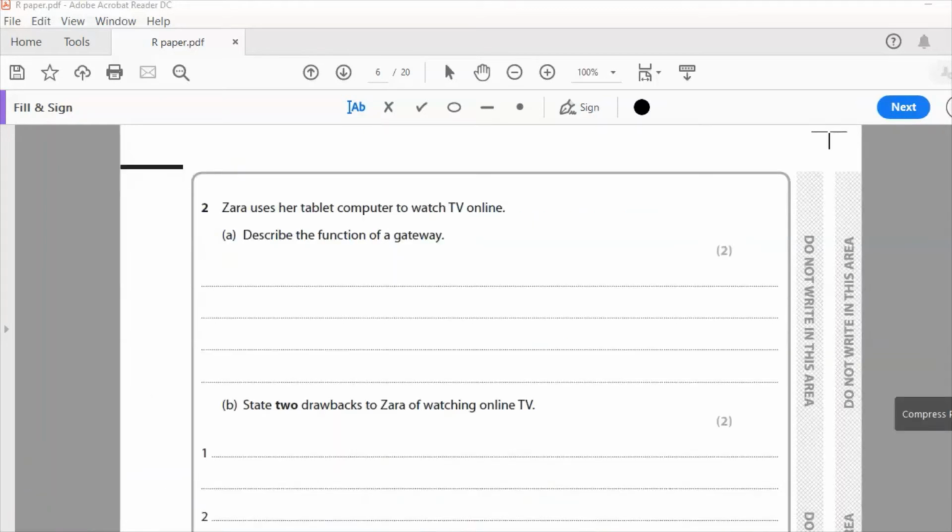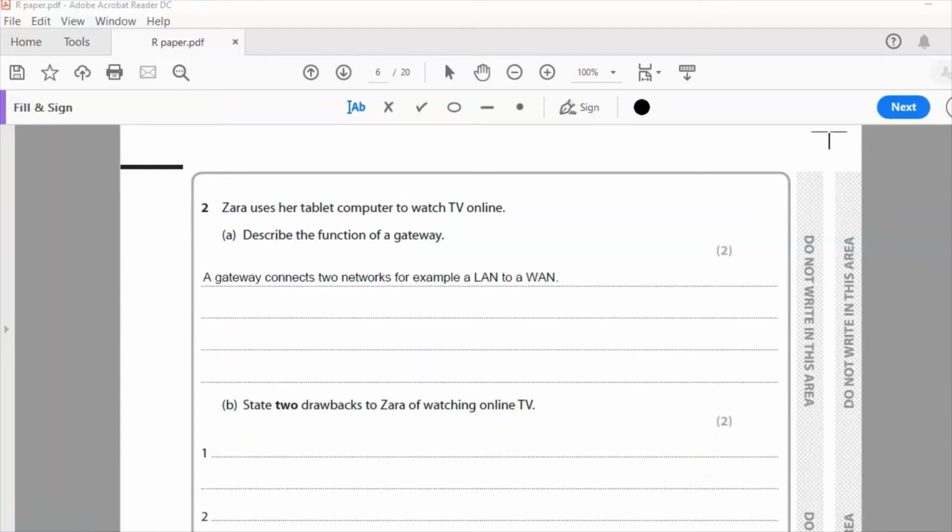Question 2. Zara uses a tablet computer to watch TV online. Describe the function of a gateway. A gateway is connecting two networks. Think of it like a gate, just like a gate. It's a connection between two networks.